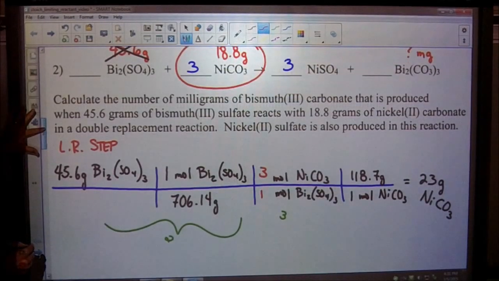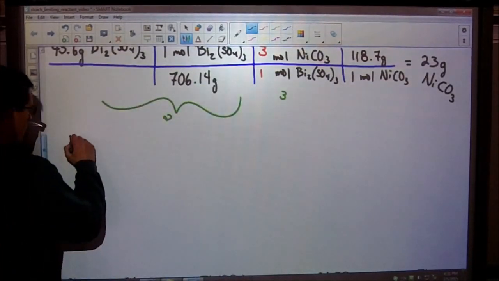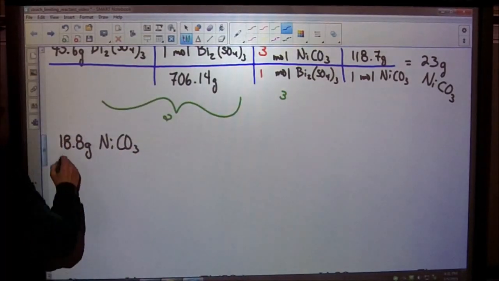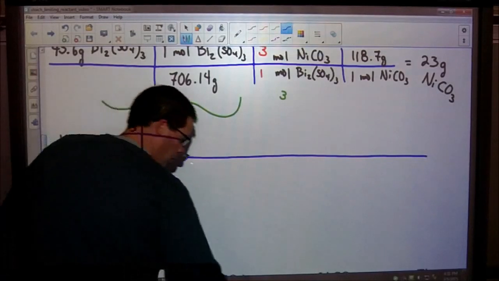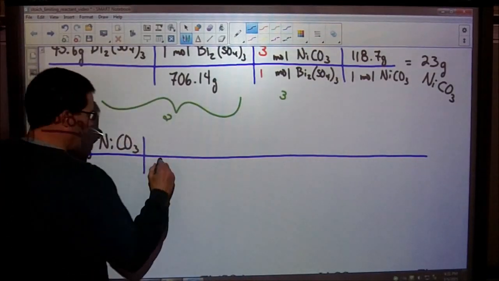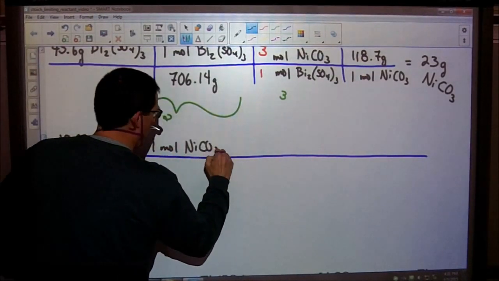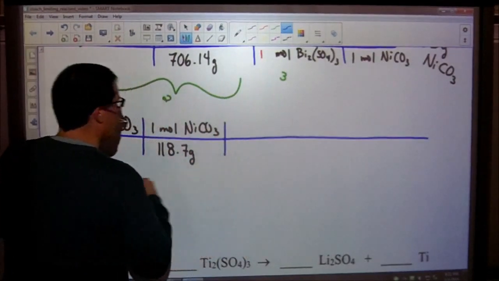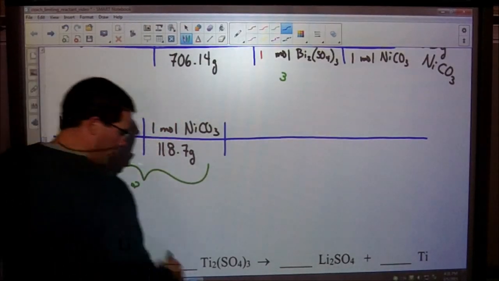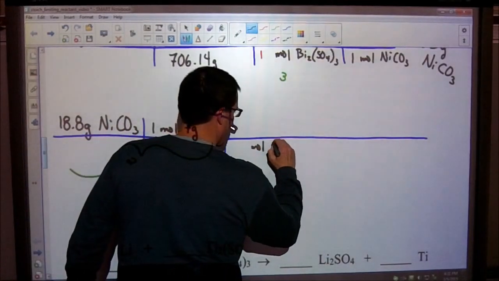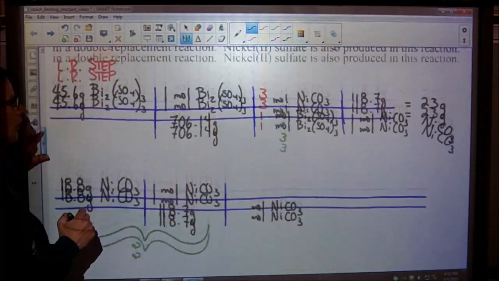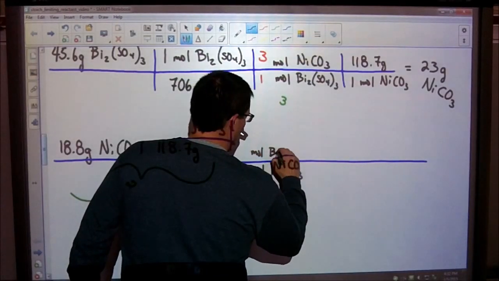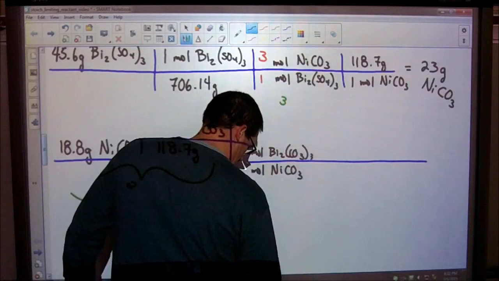So what that means is now I can do my problem. So I'm going to start off with the 18.8 grams of the nickel carbonate. I need to write small. And we will change that into moles again, step 2. So 1 mole of nickel carbonate, and we had that mass just up above at 118.7 grams. Okay, so again, that is step 2. Step 3, let's get rid of our unit moles of nickel carbonate. And in this equation, we're looking for our bismuth carbonate, our bismuth carbonate. So Bi2(CO3)3. Okay.